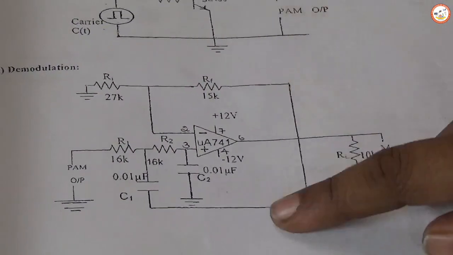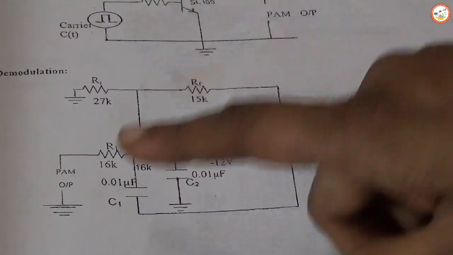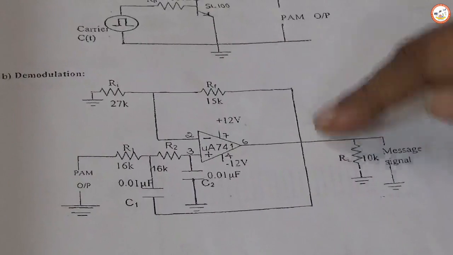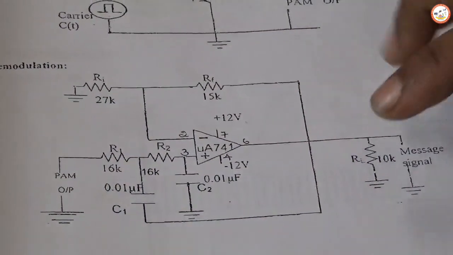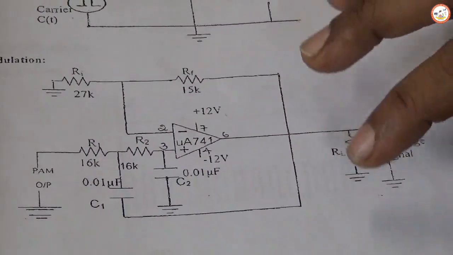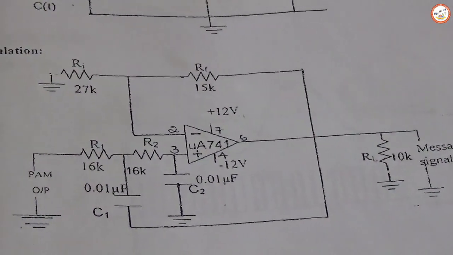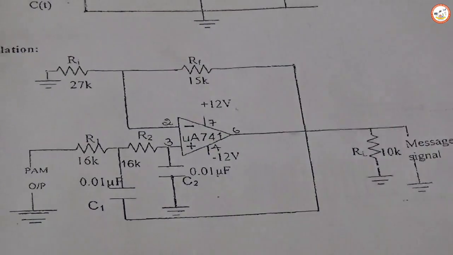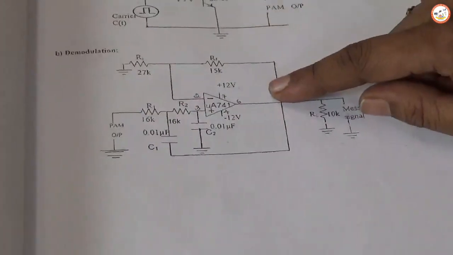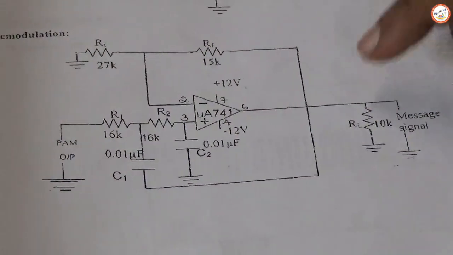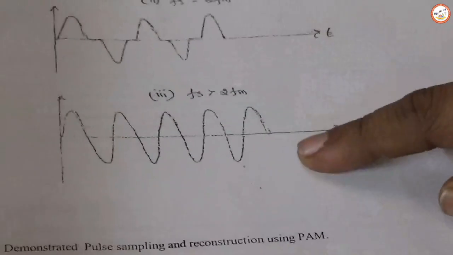For this demodulation circuit, the output of the PAM is given as the input. We are using a low pass filter because it passes only the low frequency signals. In this PAM circuit, the message signal is a low frequency signal of 500 Hz. Therefore, we use the low pass filter to pass only the low frequency signal, and we get the demodulated output at pin number 6. So this is the demodulated output.